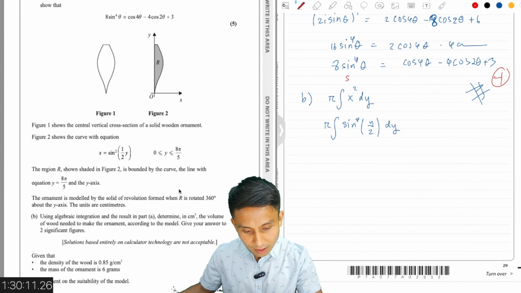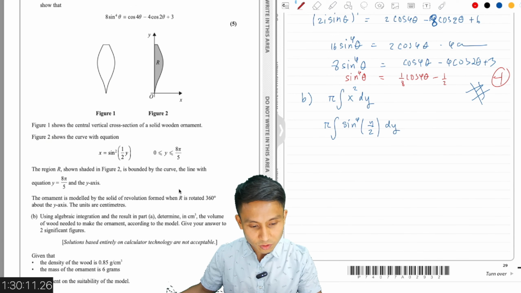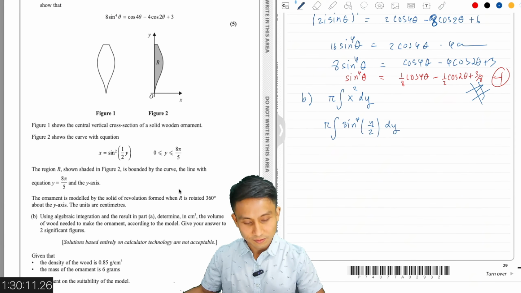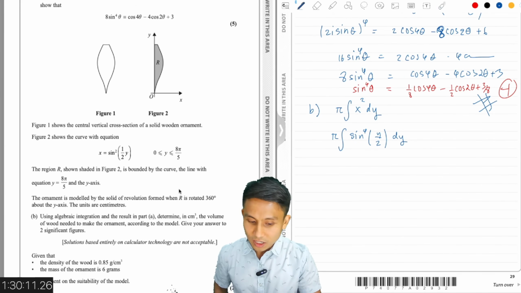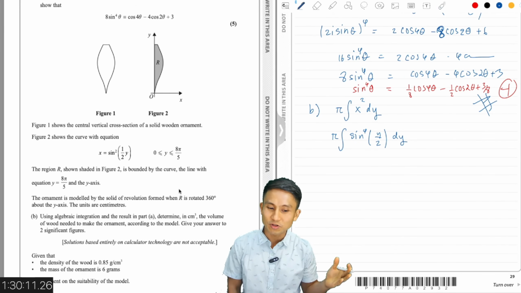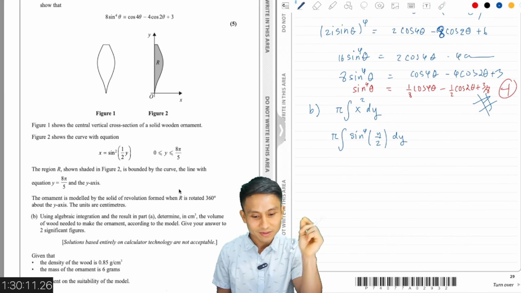That means if I manipulate that a little bit, I get sine to the 4 theta equals 1 over 8 cos 4 theta minus 1 over 2 cos 2 theta plus 3 over 8, right? And we can use that result. We could just make theta y over 2 already, because if you put y over 2 instead, that's going to be fine.